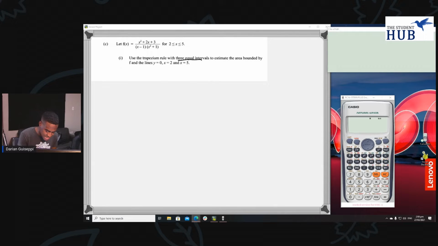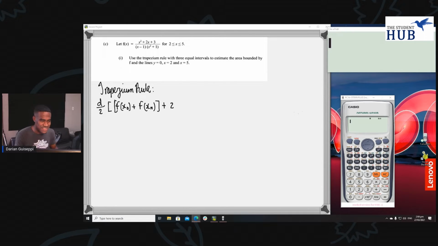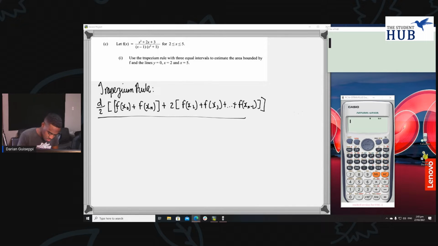So your mind should already be thinking, what is the trapezium rule? You should have that formula in your mind already. So the first thing I am thinking is, what is the trapezium rule and the formula? That's why I'll write down the general formula of the trapezium rule first. So we should have this here, the trapezium rule.